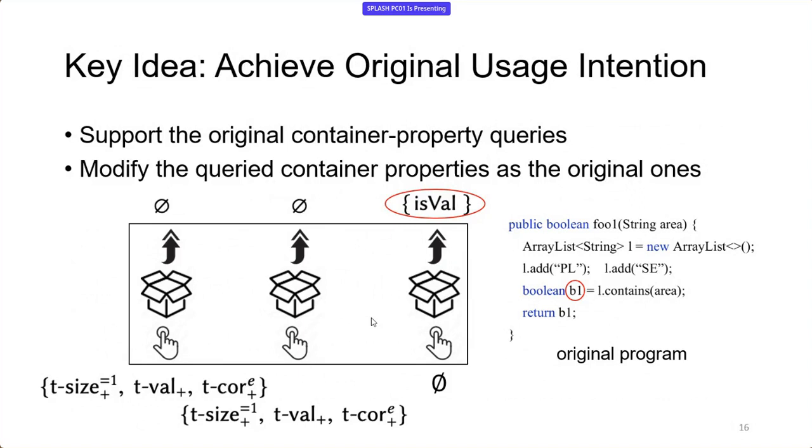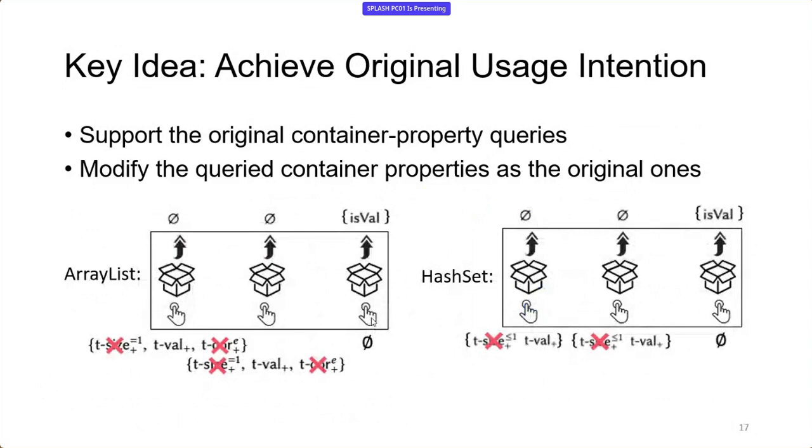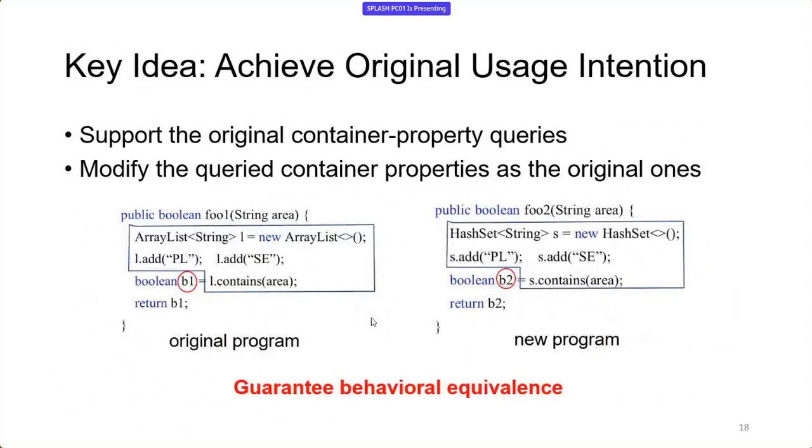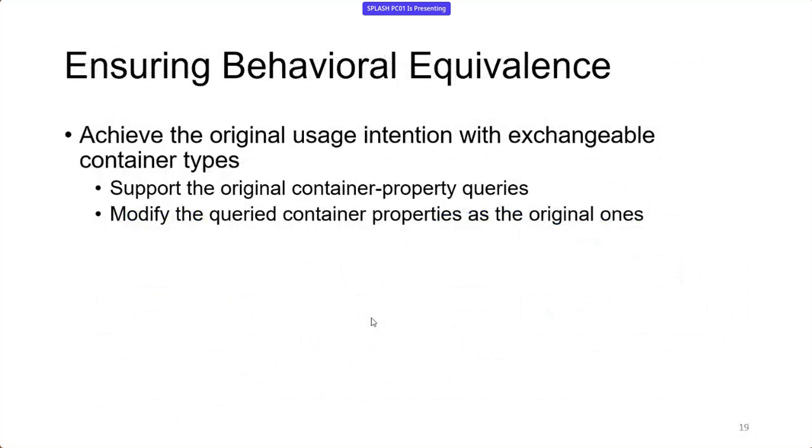So in this example, we are only concerned about the value ownership, and the add method of this array list updates such property. We notice that the hash set can also support the same query and modification. Although they have different effects on the size, this property is not used in the program, so it has no impact on the program behavior. So we can just safely replace the array list with the hash set directly. In this way, we can ensure the behavior equivalence.